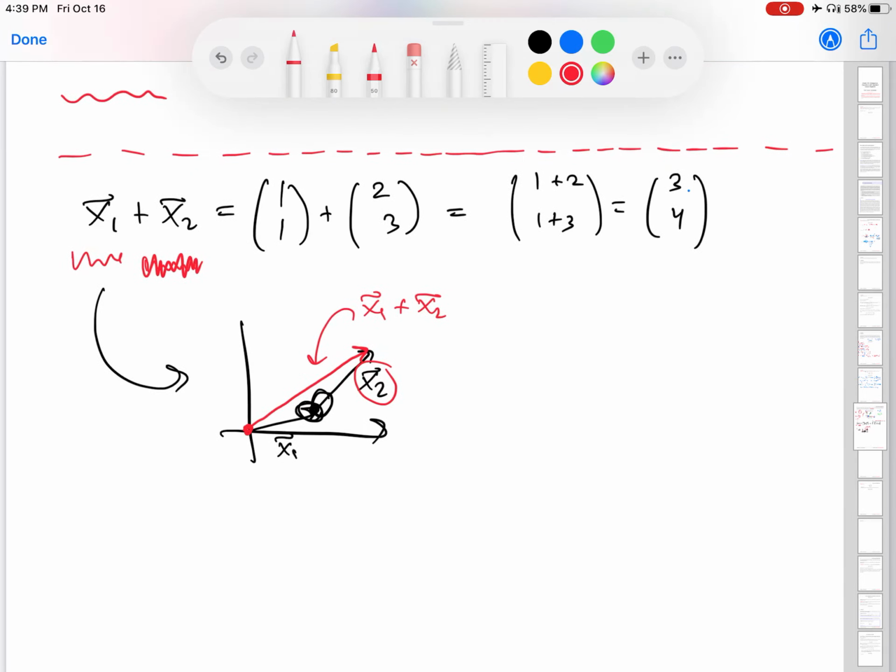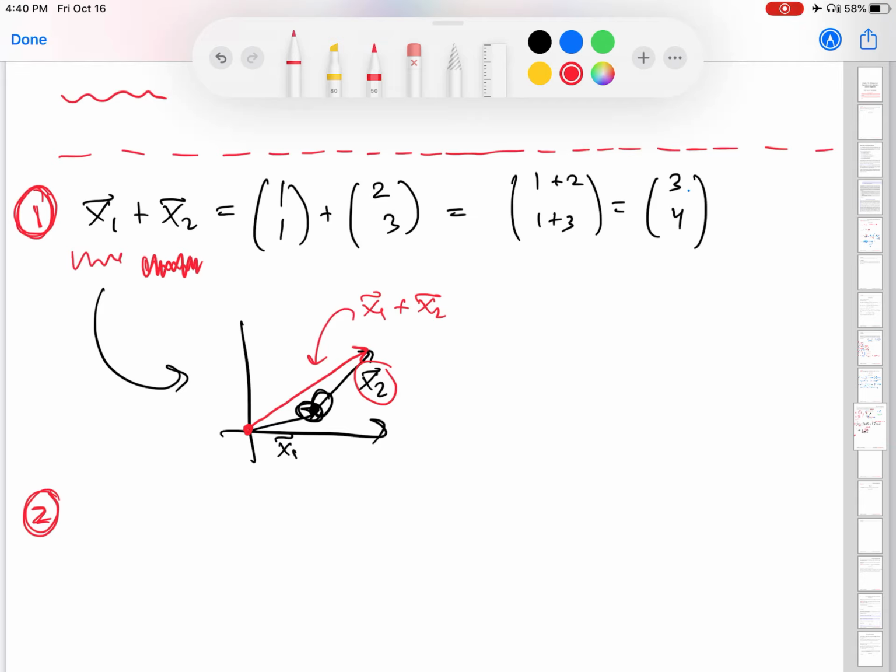So this is the first thing I'll illustrate, and I'll illustrate two more things. The second one is illustrating scaling vectors. This first one is useful for illustrating the first vector space axiom, which involves adding vectors. This next one is going to be useful for illustrating the second vector space axiom, which involves multiplying a vector by a number. So let me go back to my vector x1, which is 1, 1.